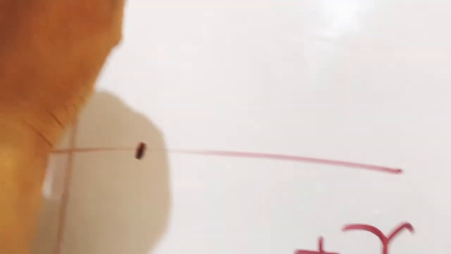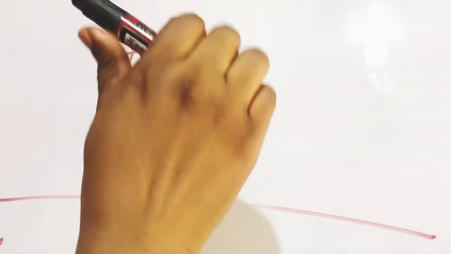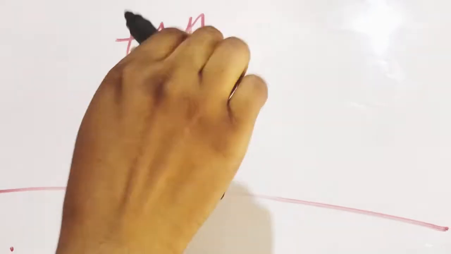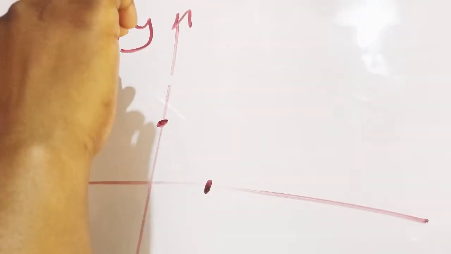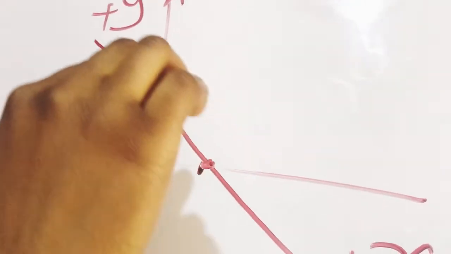When x is equal to 0, y is equal to 2. So y will be around this place. Let's take this in. So then we have to join it together. So let's take a sketching. Can you see? Sketching.